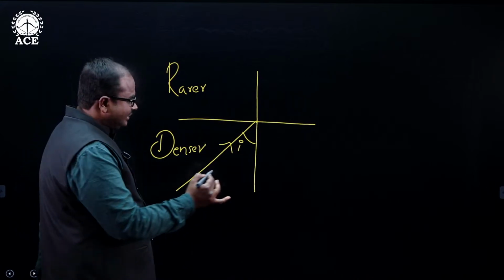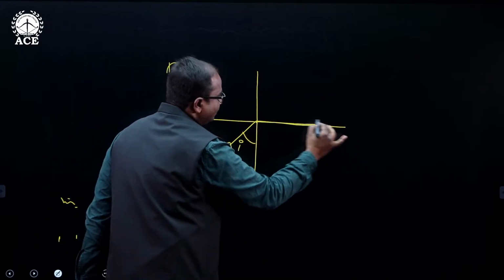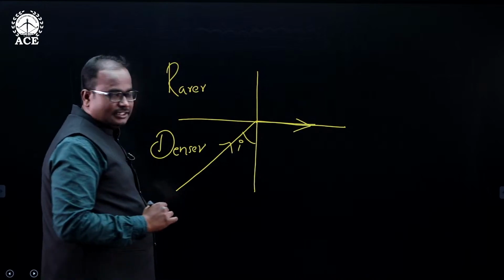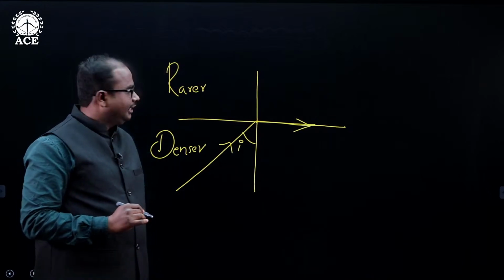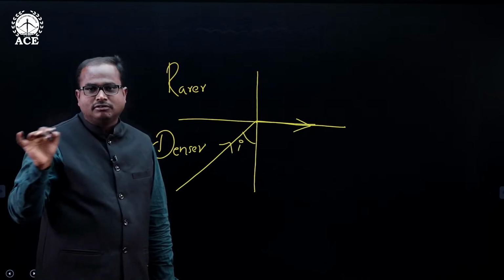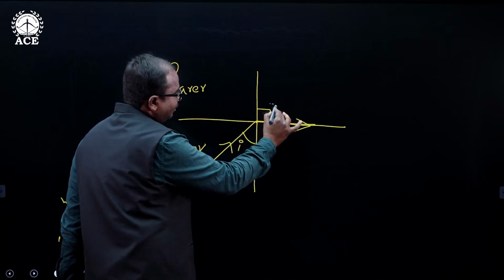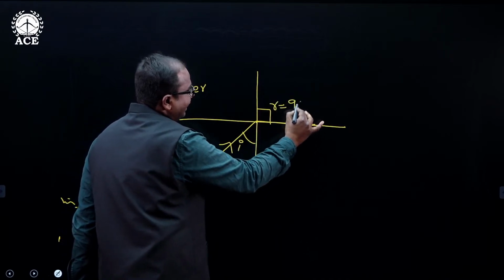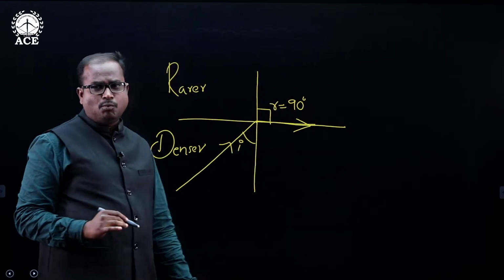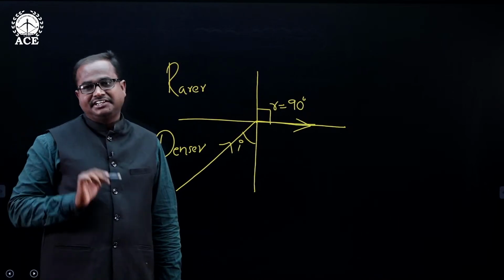Now I consider a case where this light ray is traveling along the interface after refraction. That means the light ray will not enter into the rarer medium. The light ray will travel along the interface. That means the angle of refraction is 90 degrees.